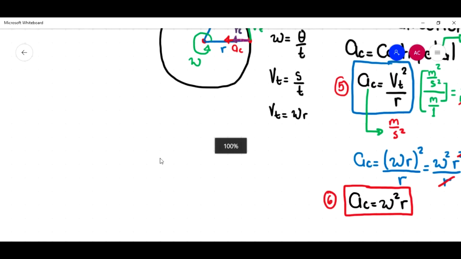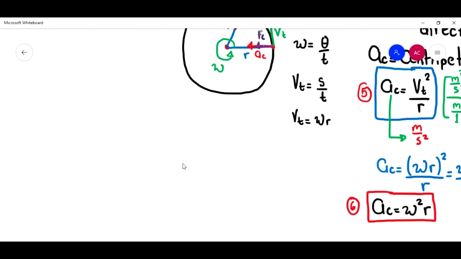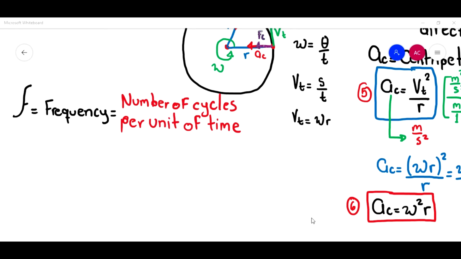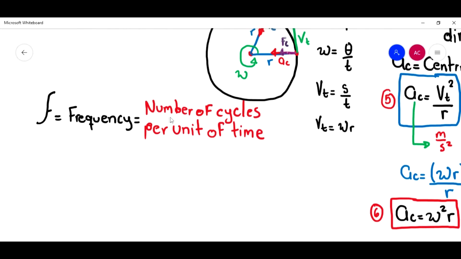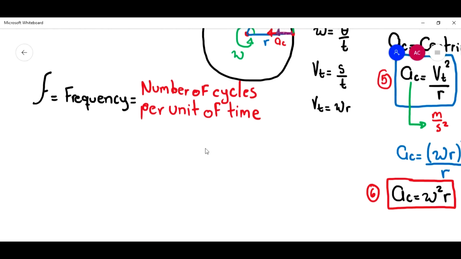One of those concepts is the frequency, okay? Frequency. The letter for frequency is an F. It's like an italic F. So this is frequency, and the definition is number of cycles per unit of time. So we can see some examples of frequency. So let's write some examples.